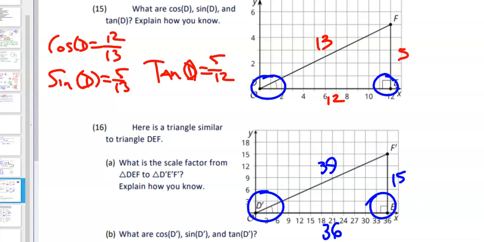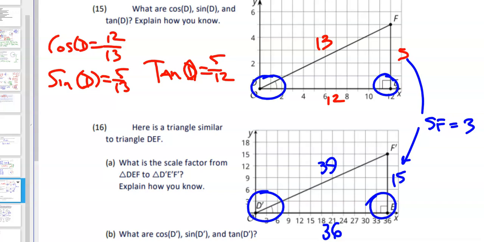Also, if you look at the scale factor between the DEF lengths and the D'E'F' lengths, the scale factor is 3. So I triple the 5, I get 15. If I triple the 13, I get 39. If I triple the 12, I get 36. So by side-side-side similarity, the triangles are also similar.